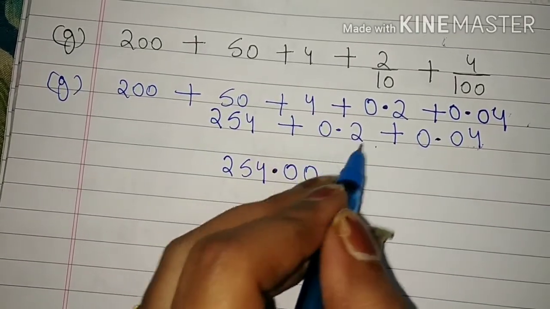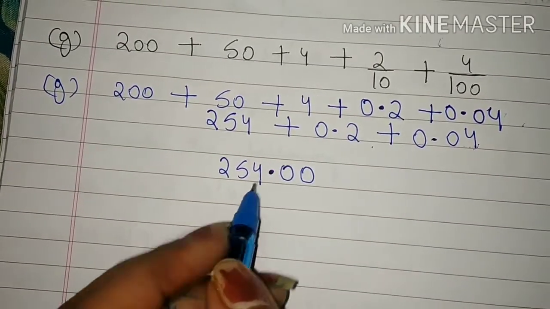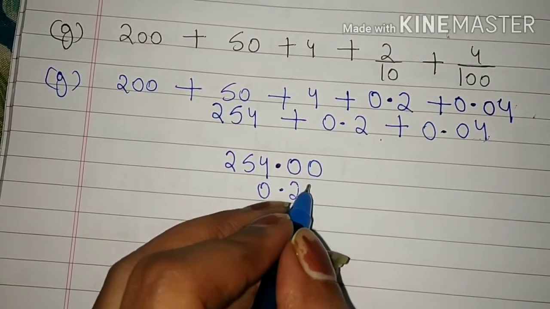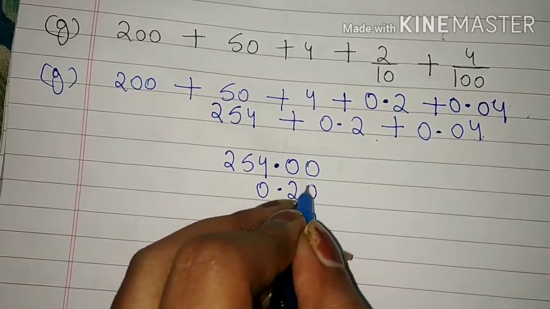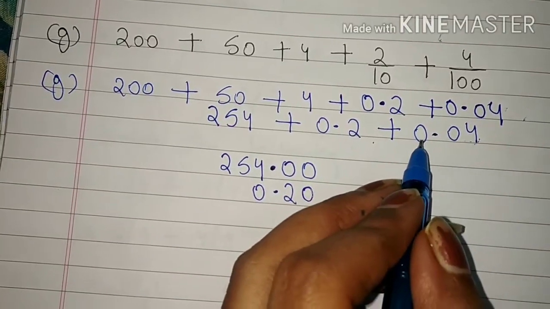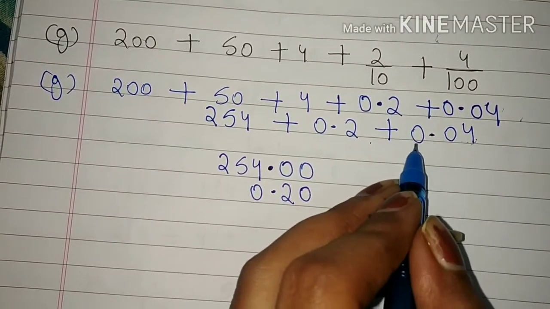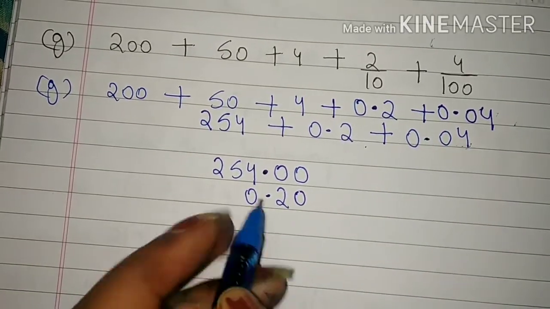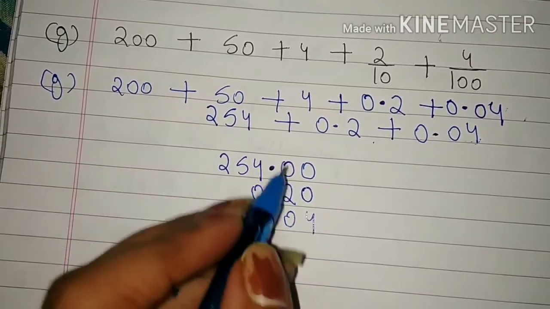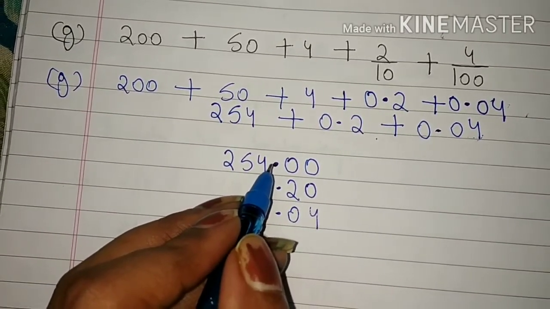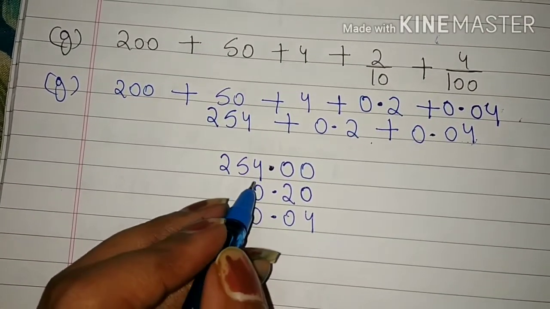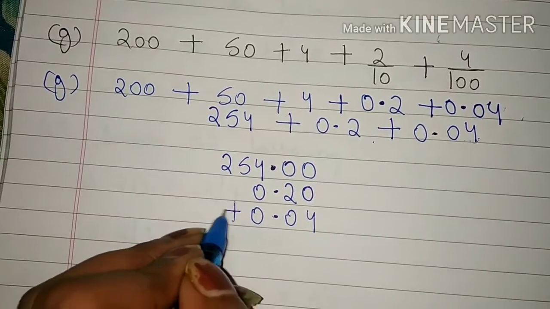Now students, we will copy down 0.2 here. Students, if you want, you can add 0 here also, just to make the calculation easy. Now we will copy down 0.04 here. Students, always remember that we will put a decimal point one below the other. Now students, we will add all these numbers.